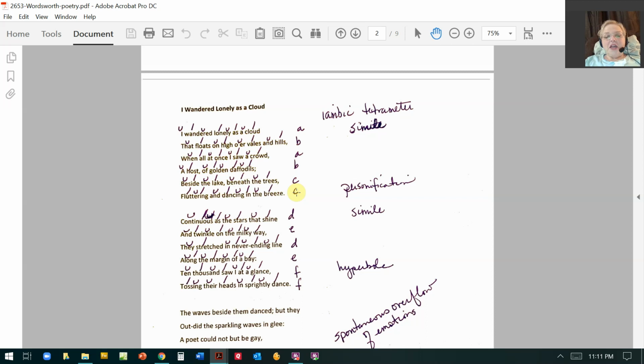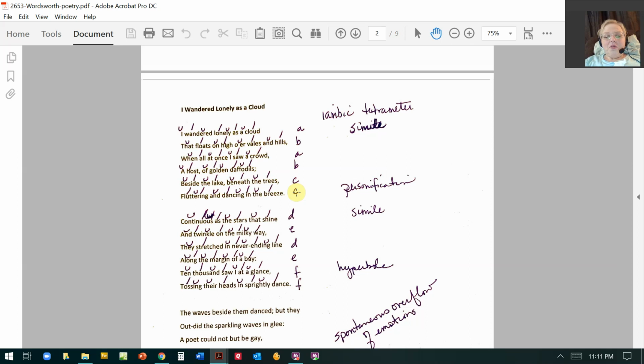Hyperbole is exaggeration, right? And so we can say, he said, I saw 10,000 at a glance of these daffodils, right? Well, no, right? So that's that exaggeration, just to give us the sense of how many there were, right?